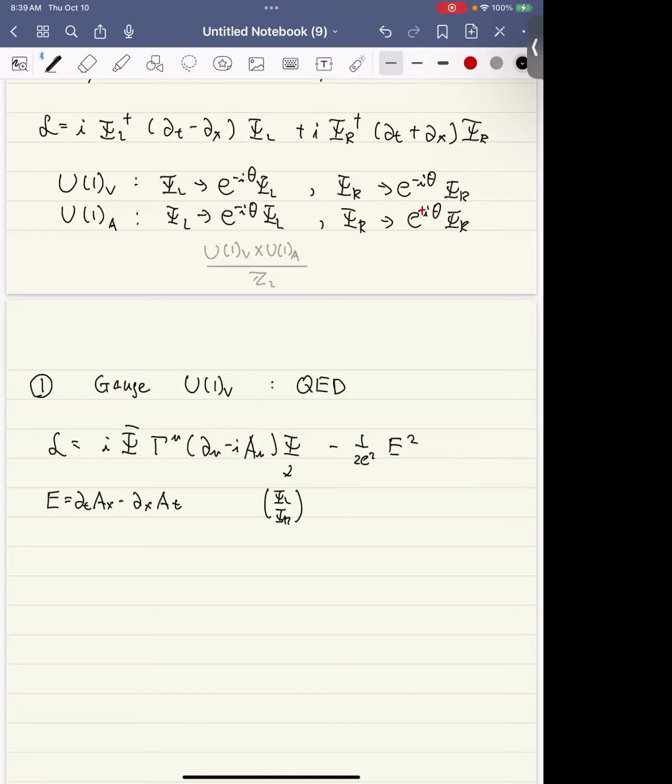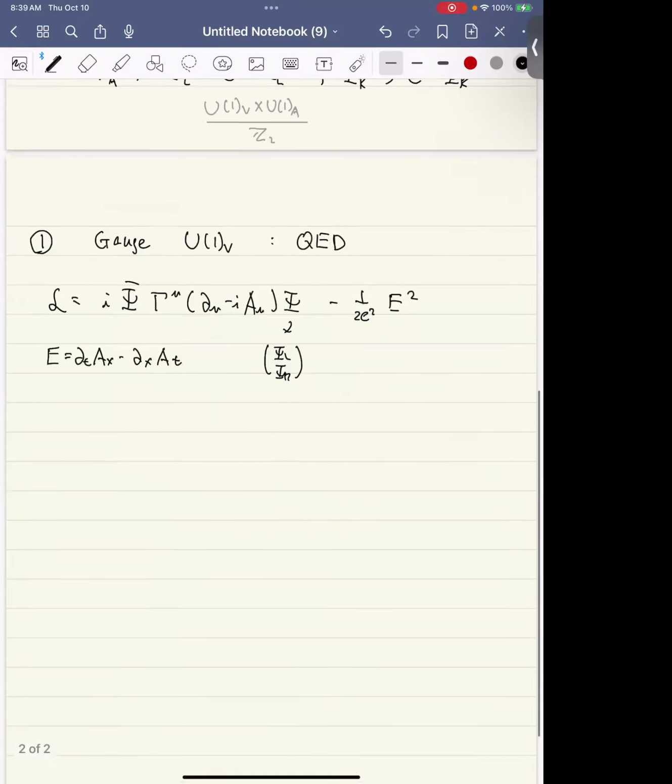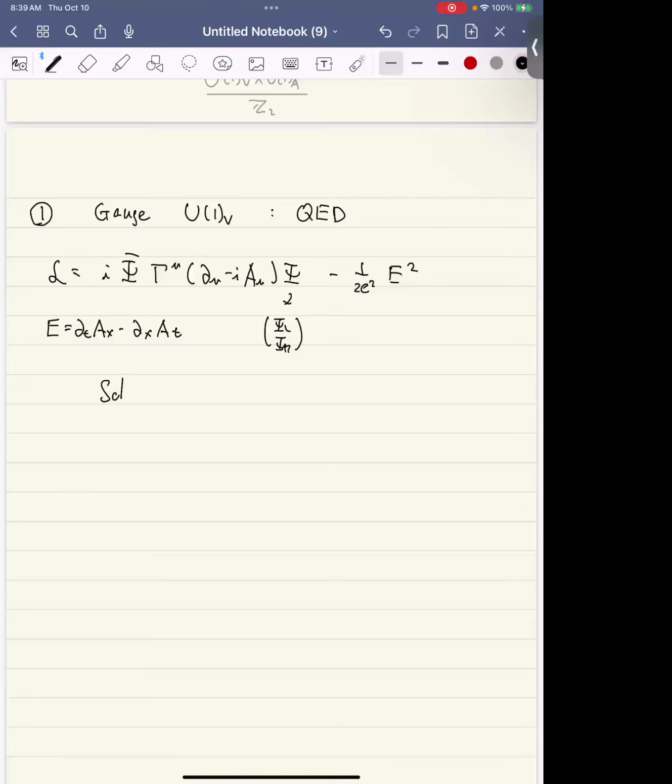So I think the first person to study this model was Schwinger in the late 50s, early 60s. And famously, this model has a Schwinger anomaly.